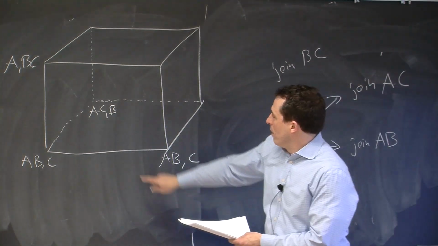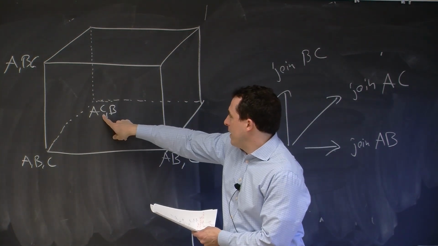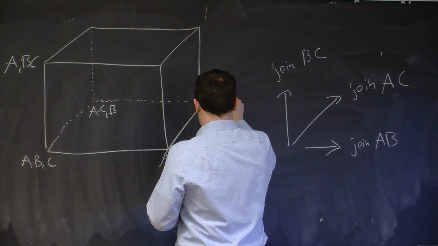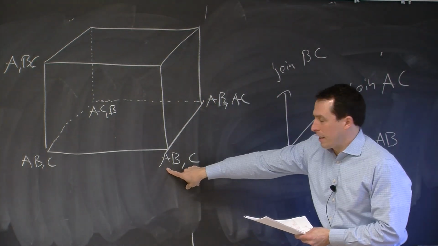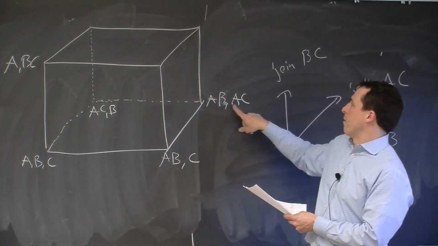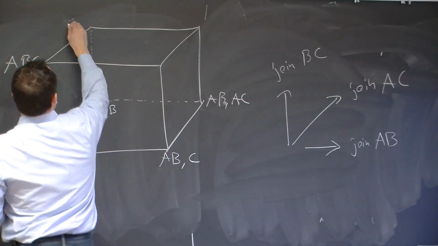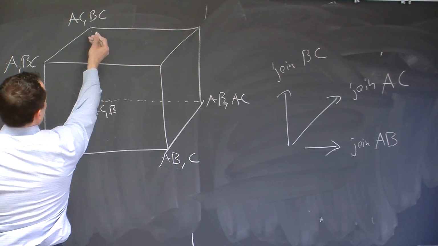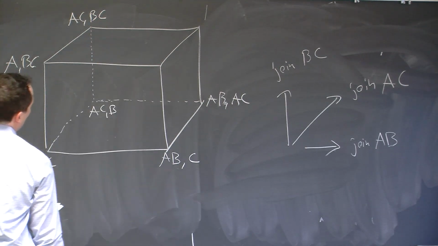Okay, so following that rule, to find out what this one has to be, either I take AC and join AB. So now I'm allowed AB and AC, which is consistent with starting here at ABC and joining A and C. So I have AB, and now I also have AC. And similarly, I can figure out what this one is. So this has to be AC, BC, because I go from ACB in the join BC direction, or I go from ABC in the join AC direction.